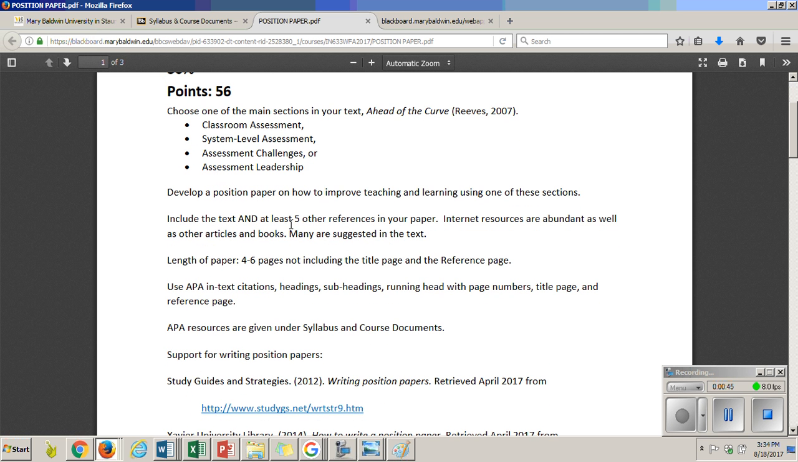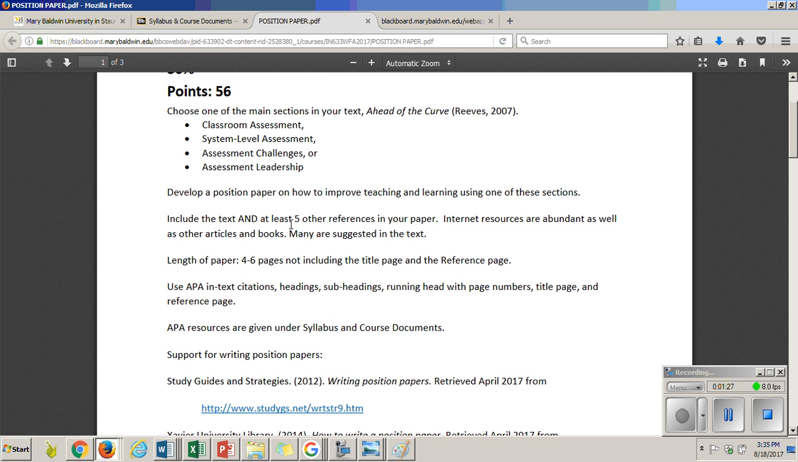Now, this position paper, it is your position, but you need to back your position with research. So you're going to look at the text Ahead of the Curve. There are 4 areas: classroom assessment, system level, challenges, and leadership. Which one intrigues you the most? Dive into that section as much as you can. I encourage you to read the entire book, but that section is the section you're going to base your position on. You must include this text by Reeves and at least 5 other references. You can have more. I said at least.